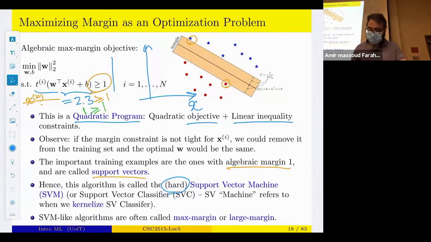Another thing I want to mention is that we have methods, like the support vector machine or support vector classifier, that are based on defining some form of margin and then trying to maximize it. Those types of methods are usually called max margin or large margin algorithms or methods. We are not going to talk about them too much.